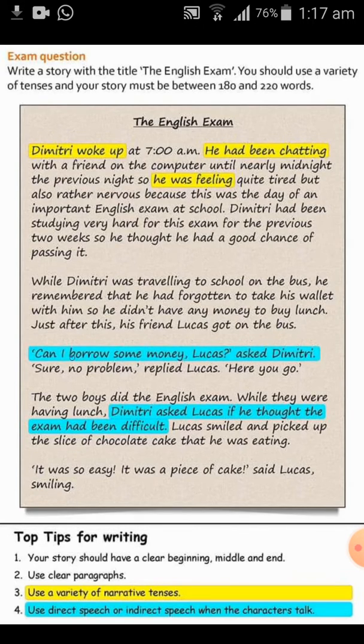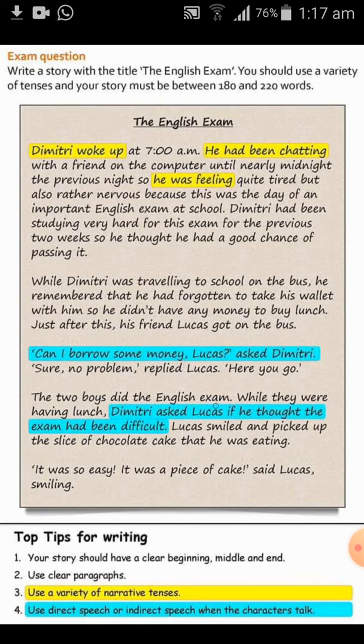So what happened? "Can I borrow some money, Lucas?" asked Dimitri. You have to pay attention here that for a new speech, we have a new paragraph. "Sure, no problem," replied Lucas. "Here you go." So, the problem being solved.